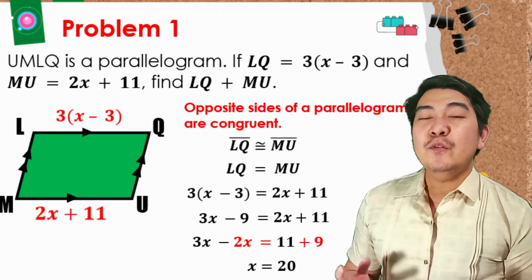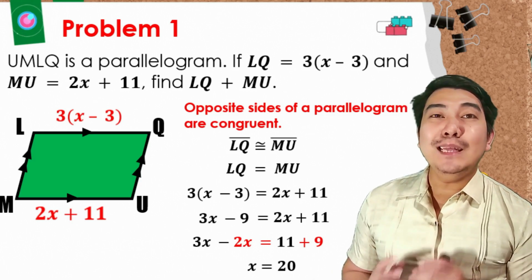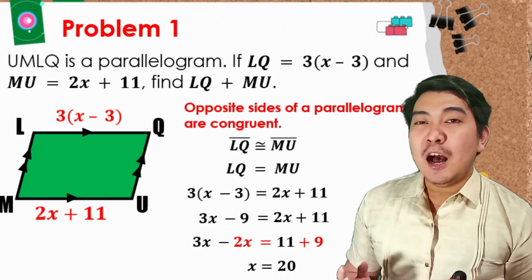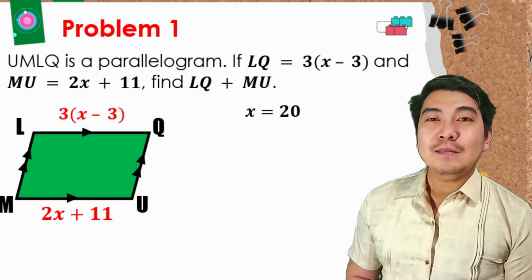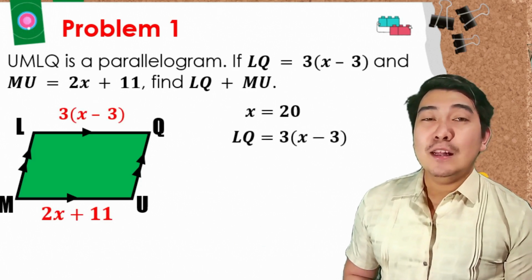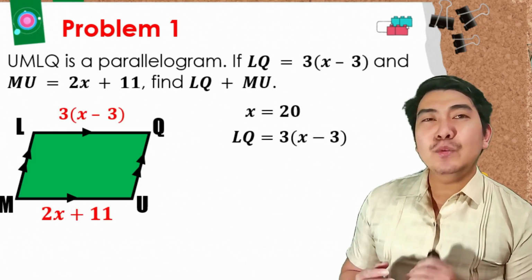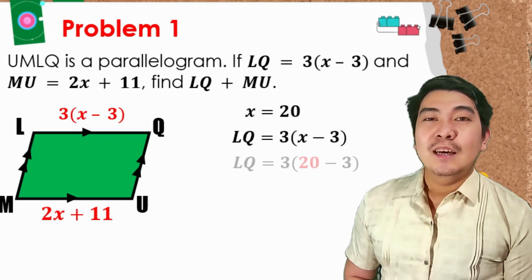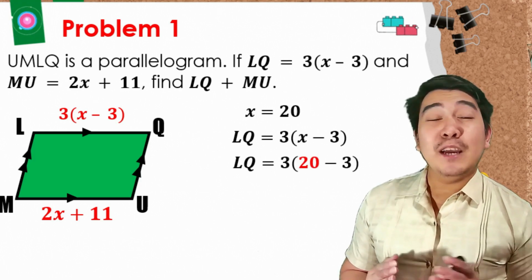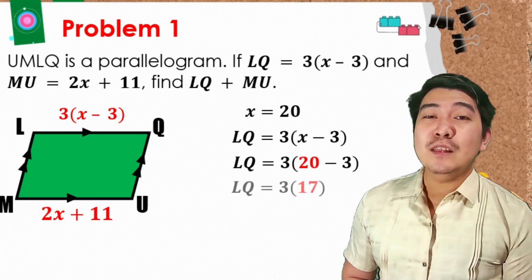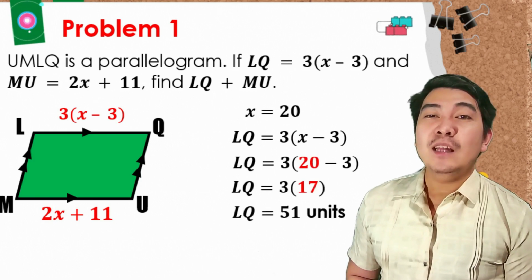And if you go back in the problem, we will not end here with the value of x, but we need to find the sum of LQ and MU. So to continue the solution, let us have the length of LQ, which is 3 times the binomial x minus 3, and let us substitute the value of x. That will be 3 times the binomial 20 minus 3. And 20 minus 3 is 17. And if we are going to multiply, that will result to 51 units.